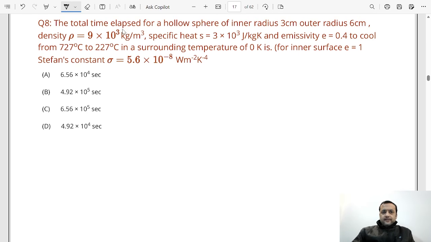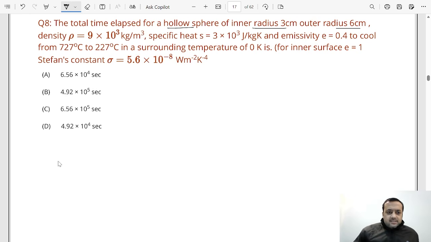Here we have to find the total time elapsed for a hollow sphere of inner radius 3 and outer radius 6. The density is 9 into 10 to the power 3. Specific heat is this. Emissivity is 0.4, to cool from 727 to 227 in a surrounding of 0 Kelvin. The inner surface emissivity is 1. Stefan's constant is also given.